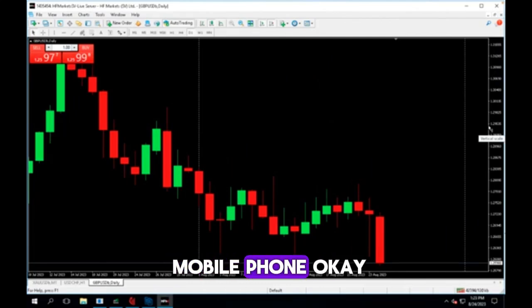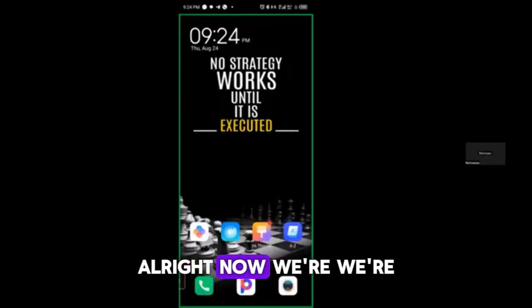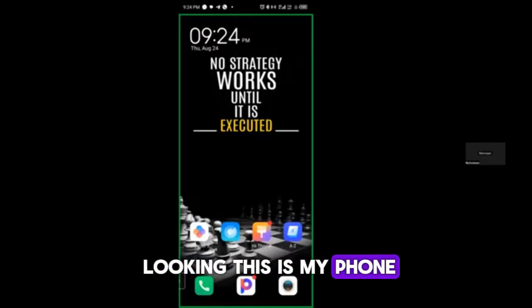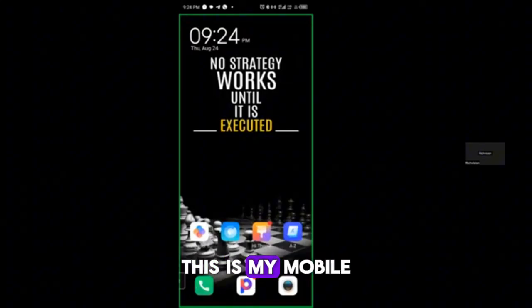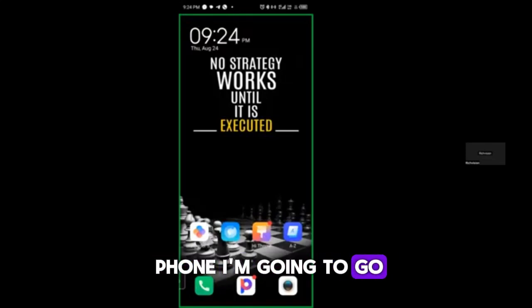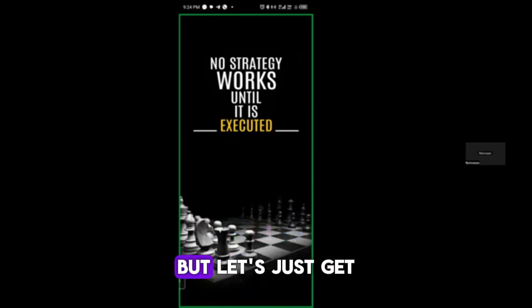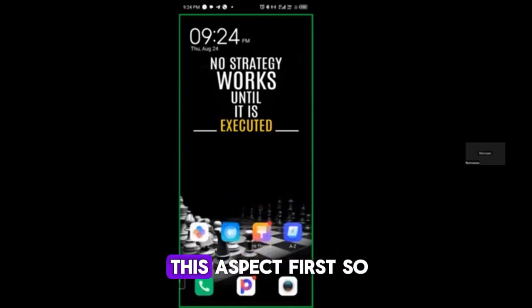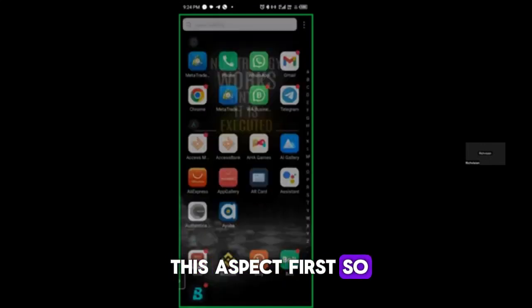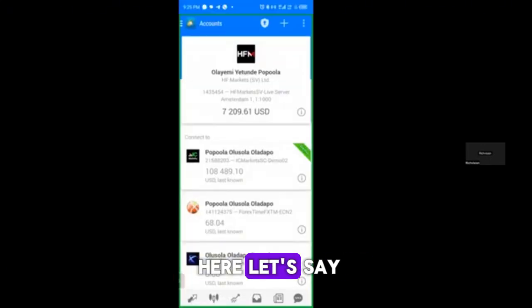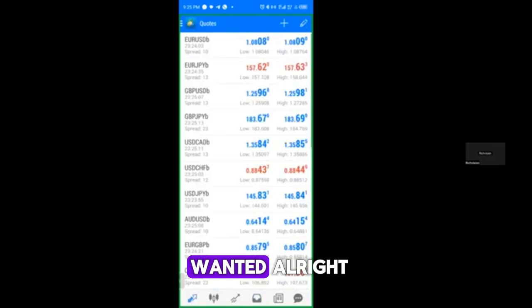Let me use the mobile phone. Okay. All right. Now we're looking at this. This is my phone. This is my mobile phone, right? We're still going to learn the MT4 and everything, but let's just get these aspects first. So here, let's say, okay, that's what I wanted.